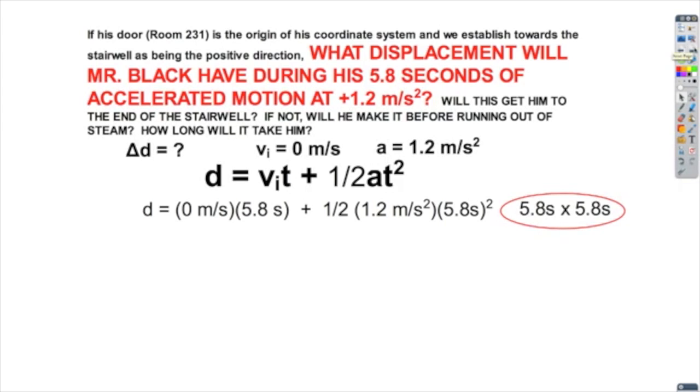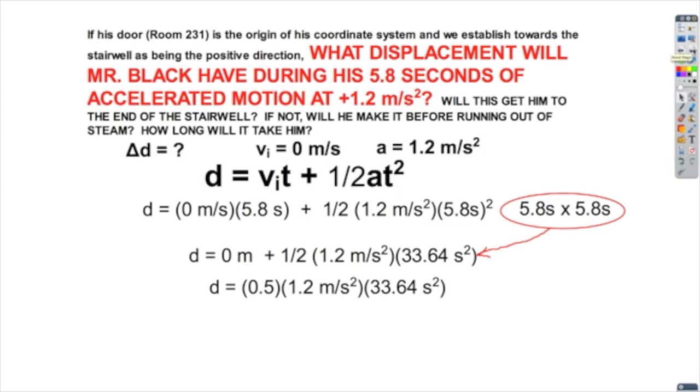Now the first step I'm going to do is this end here where I'm going to go ahead and square my time. 5.8 seconds times 5.8 seconds would be 33.64 seconds squared. Now I know as far as sig figs go that's an issue, but I'm not rounding yet. We don't round until we're near the end. So let's still keep that even though the precision is obviously too much. Simplifying further, since the first part of this term is 0, I can just focus on the second part. So I can put in my calculator 0.5 times 1.2 times 33.64.